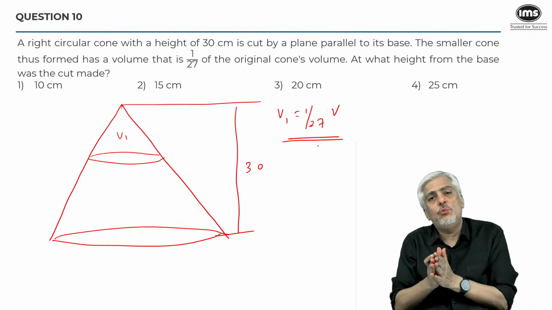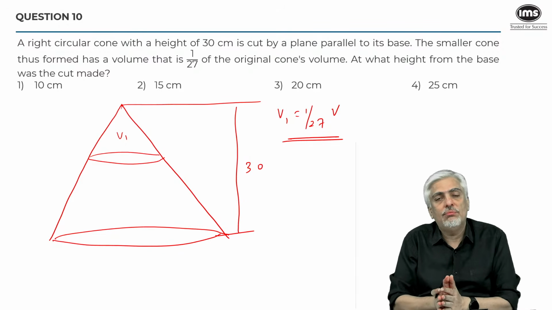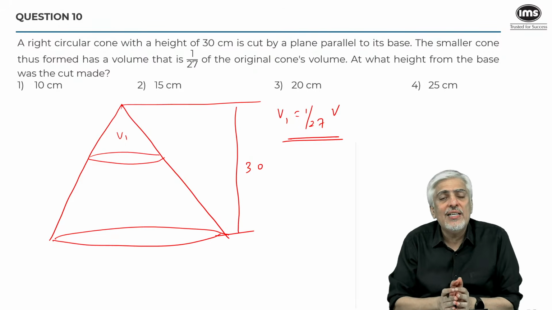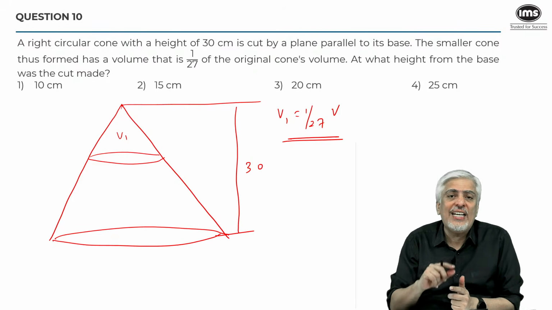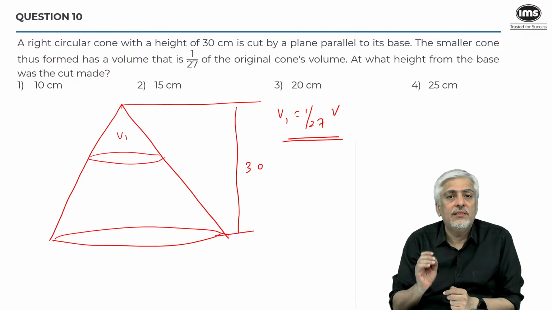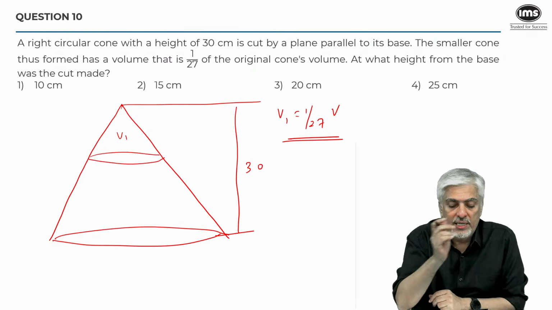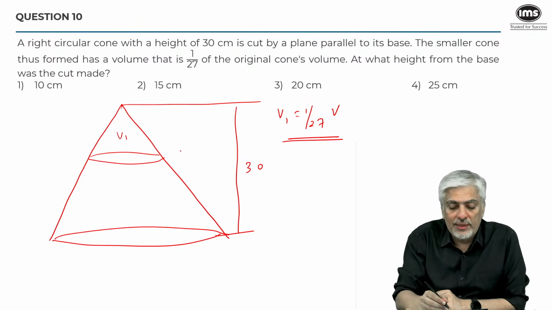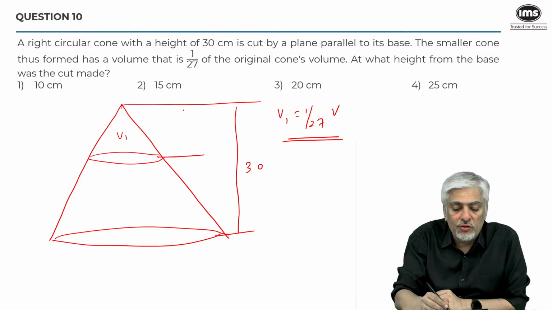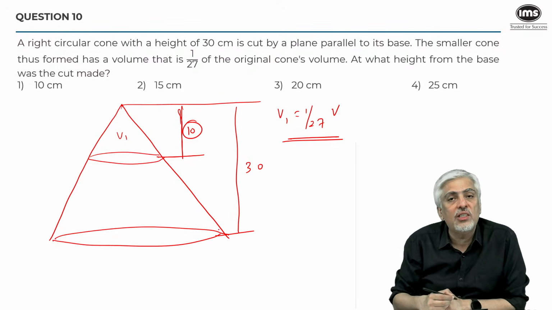As soon as I see 1 by 27, what do I know? We should know the property by heart. That means the radius and the height both are 1/3. The cube root of 1 by 27 is 1 by 3. So I know that the radius and the height both are 1/3. That means the height of the smaller cone is 10, 1/3 of 30.